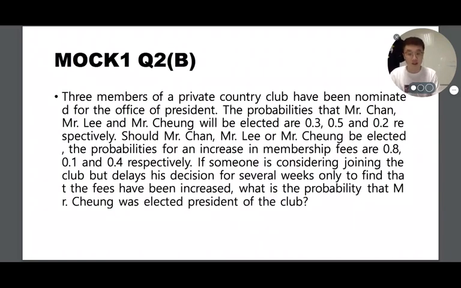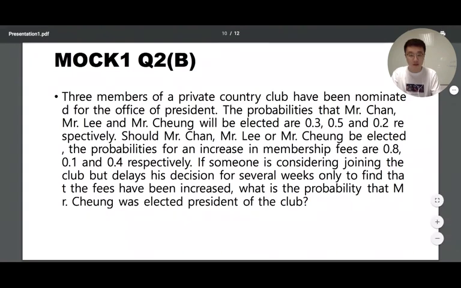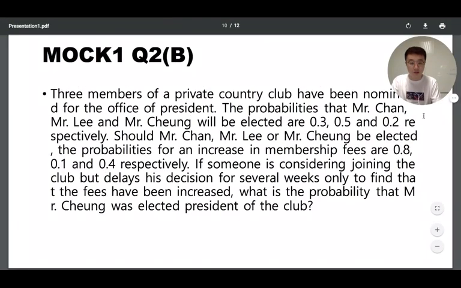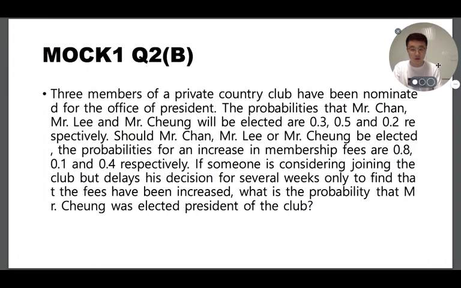Hello everyone, I'm Hans, and today I will solve the question from Mock 1 Q2B. Let's see the question first. There are 3 members of a private country club who have been nominated for the office of president. The probabilities that Mr. Chen, Mr. Li, and Mr. Chen will be elected are 0.3, 0.5, and 0.4, respectively. Should Mr. Chen, Mr. Li, or Mr. Chen be elected, the probabilities for increase in membership fees are 0.8, 0.1, and 0.4, respectively.